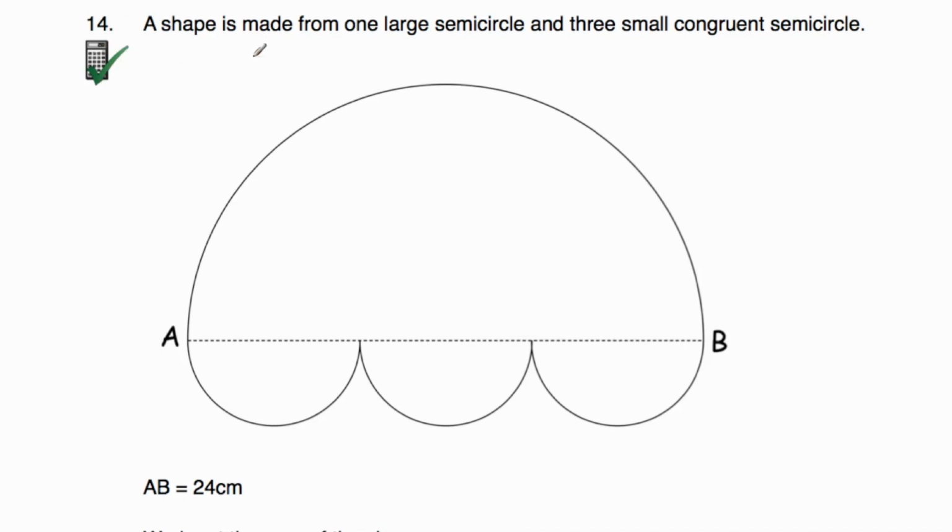So question number 14 says a shape is made from one large semicircle and 3 small congruent, which means identical, semicircles.